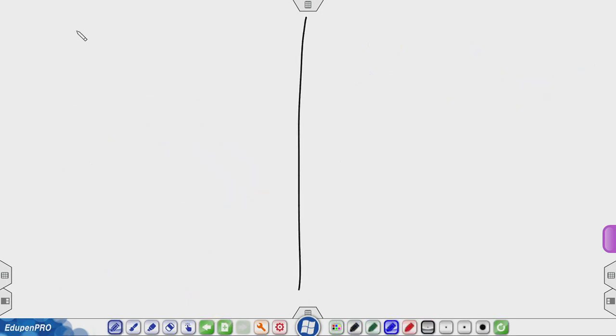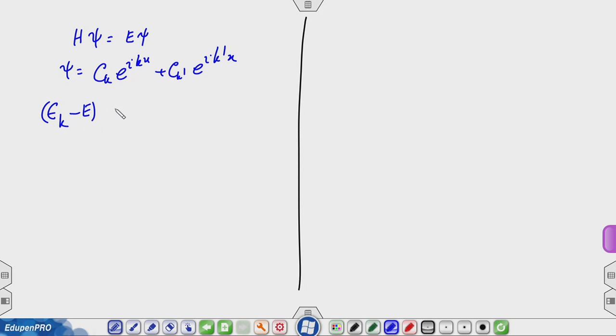Let me just remind you, I am writing H psi equals E psi with psi equals c_k e^{ikx} plus c_{k'} e^{ik'x} with the periodic potential. Then I get (epsilon_k minus E) c_k e^{ikx} plus (epsilon_{k'} minus E) c_{k'} e^{ik'x} plus the summation over n of all that V_n terms equals 0.